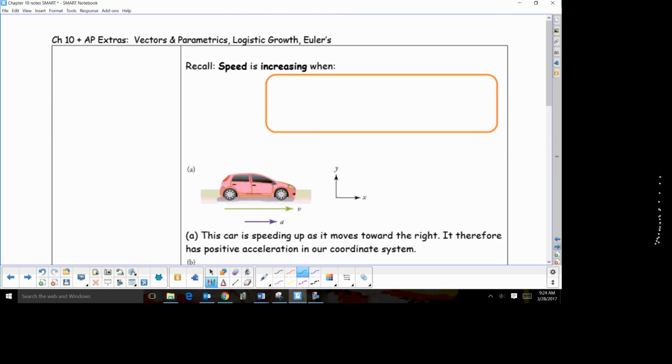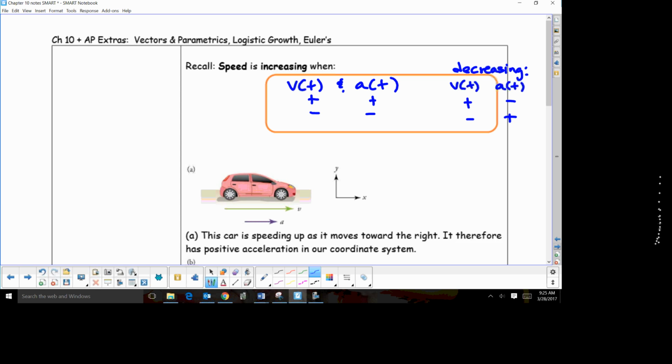Okay, another review from AB. When is speed increasing? Then what happens? Okay, velocity and acceleration are the same direction or the same sign, right? So we could either have positive, positive, or negative, negative. When is speed decreasing? So if I had v of t and a of t, so if I went positive, negative, or negative, positive, the speed would be decreasing, right?